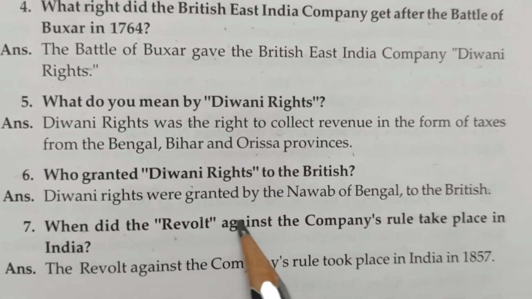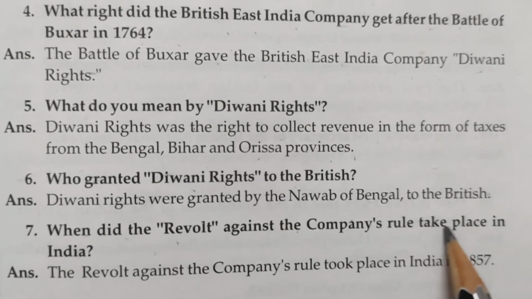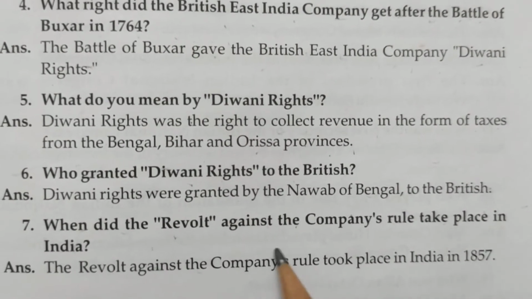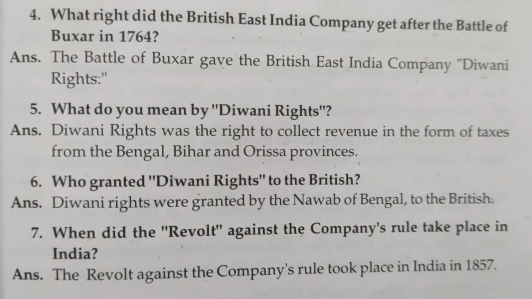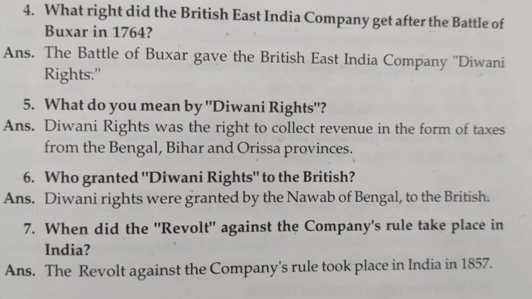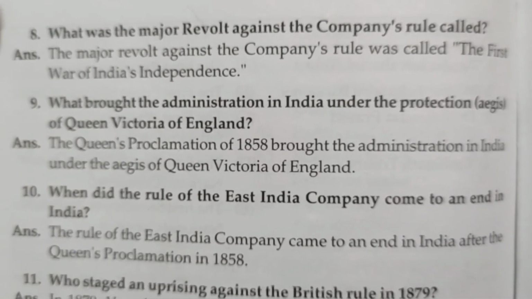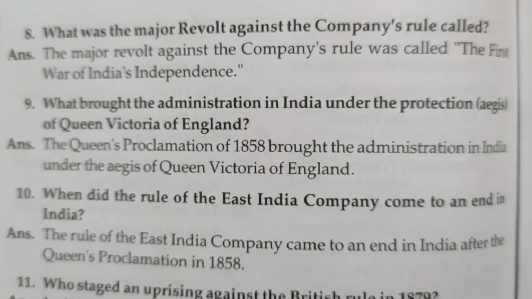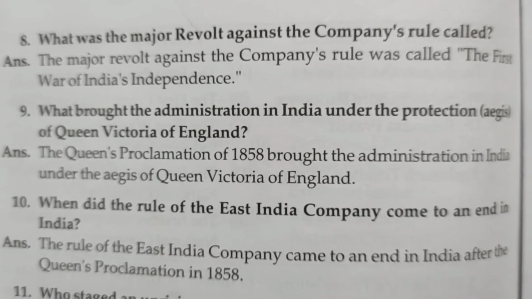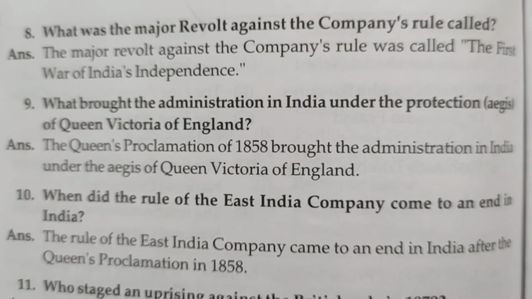When did the revolt against the company's rule take place in India? The revolt against the company's rule took place in India in 1857. What was the major revolt against the company's rule called? The major revolt against the company's rule was called the First War of India's Independence.